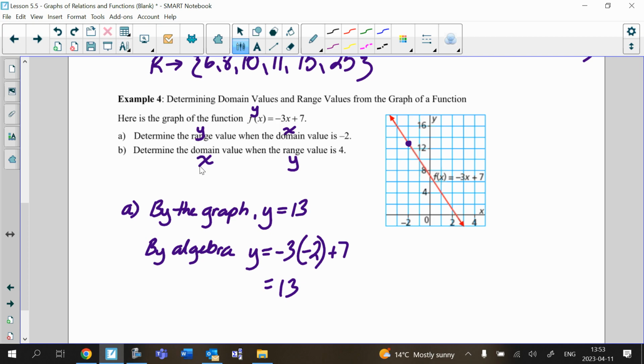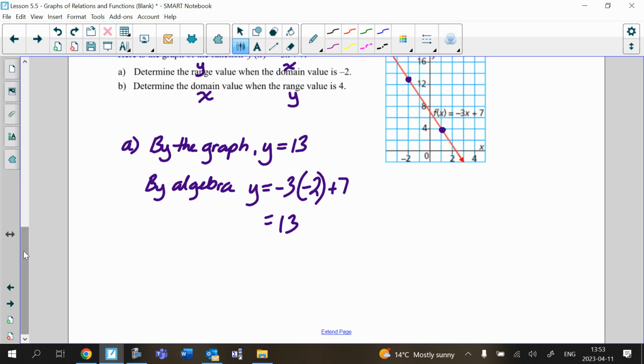We could also do it by algebra. Go to the equation you're given. Y equals -3x plus 7. Remember, f of x and y mean the same thing. This time you're given y, you're told that y is 4, and you have to figure out what x is. We'll solve that equation. Subtract 7 from both sides, and you get -3 equals -3x. Divide both sides by -3, and you get x is equal to 1, which makes sense.